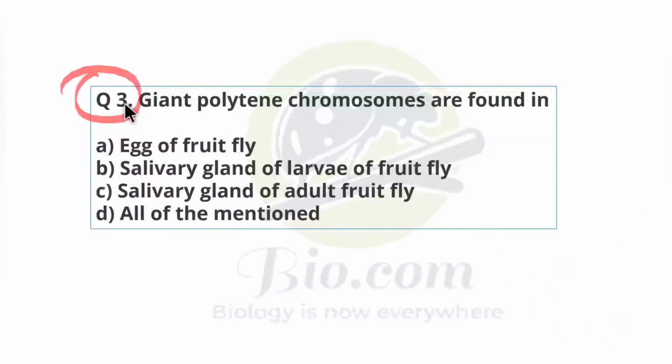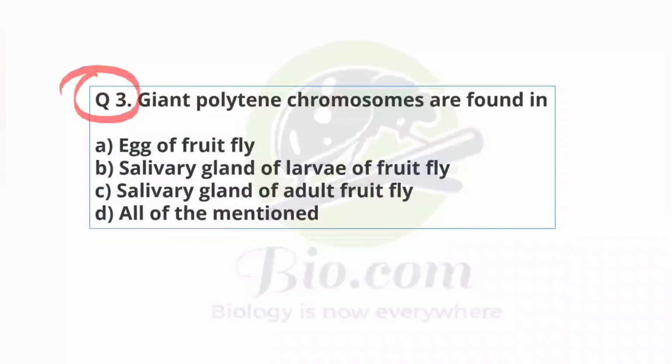Now question number 3. The giant polytene chromosomes are found in: the egg of fruit fly, the salivary gland of larva of fruit fly, the salivary gland of adult fruit fly, or all of the mentioned? The giant polytene chromosomes are exclusively found in the salivary gland of the larva of a fruit fly, that is Drosophila.